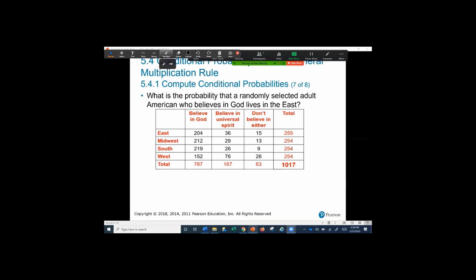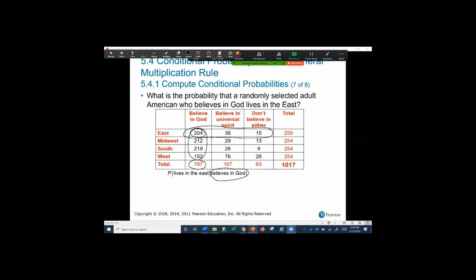The second question is, what is the probability to select a person that lives in the East given that they believe in God? My new sample space is this. All people that believe in God. All people that believe in God are this. And the total is this. Then given this new sample space, what is the probability that these people live in the East? Then the people that live in the East are 204. That is the intersection between this set and the set of all people that believe in God.